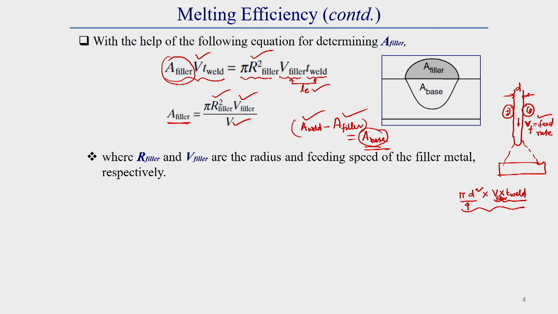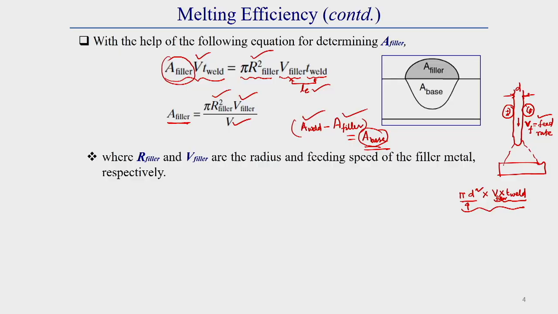So here we got the cross sectional area of base material as well as the cross sectional area of filler material, and the rest of the things are known to you. That means we know the welding speed and welding time, so we can easily calculate this melting efficiency.